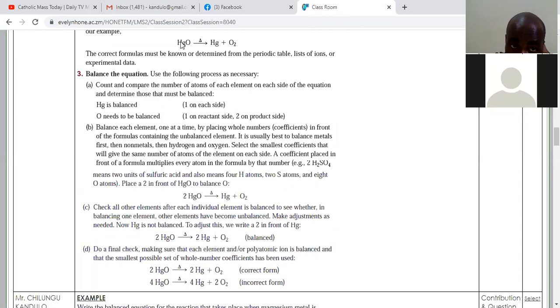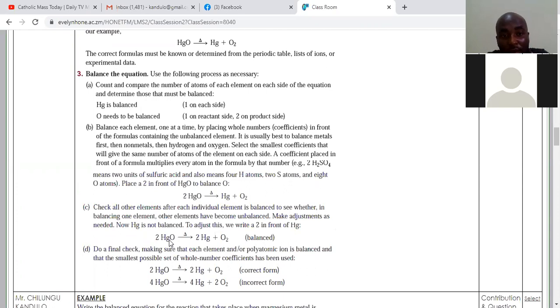Since there's one here, you put a 2 there. Once you put that 2 there, you realize that the mercury becomes unbalanced, though the oxygen is balanced. So you just put another 2 there. When you put the 2 there, it means it is balanced. This is how you go about these things.